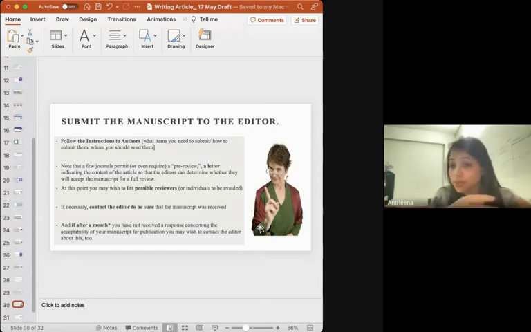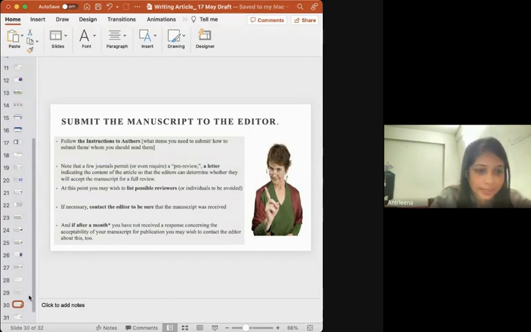And different journals have different policies. So if after a month you do not get any feedback, then you can, of course, write to them asking what is the status of my article. But again, as I told you, it differs from journal to journal. A lot of journals now say 3 months minimum for reviewing.